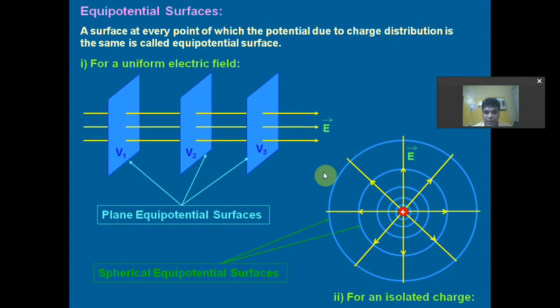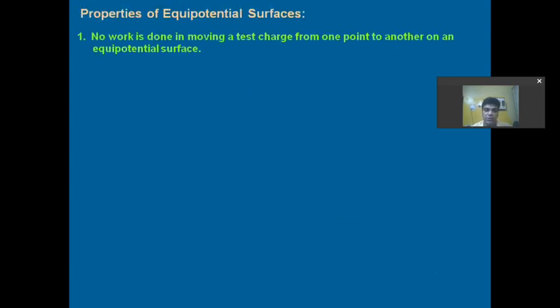Another case is for an isolated charge. Isolated means the plus Q charge is isolated. If the plus Q charge is placed here, the equipotential surface is created around it. These surfaces are always spherical in nature, so they are called spherical equipotential surfaces. So spherical equipotential surfaces are created in case of isolated charges, whereas plane equipotential surfaces are created in case of a charge placed in a uniform electrical field. This is very important.